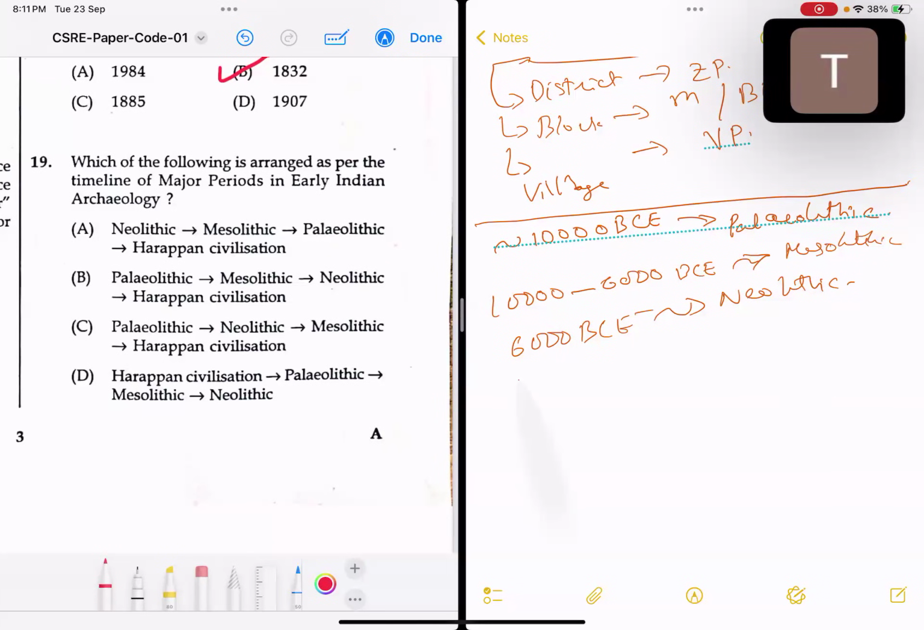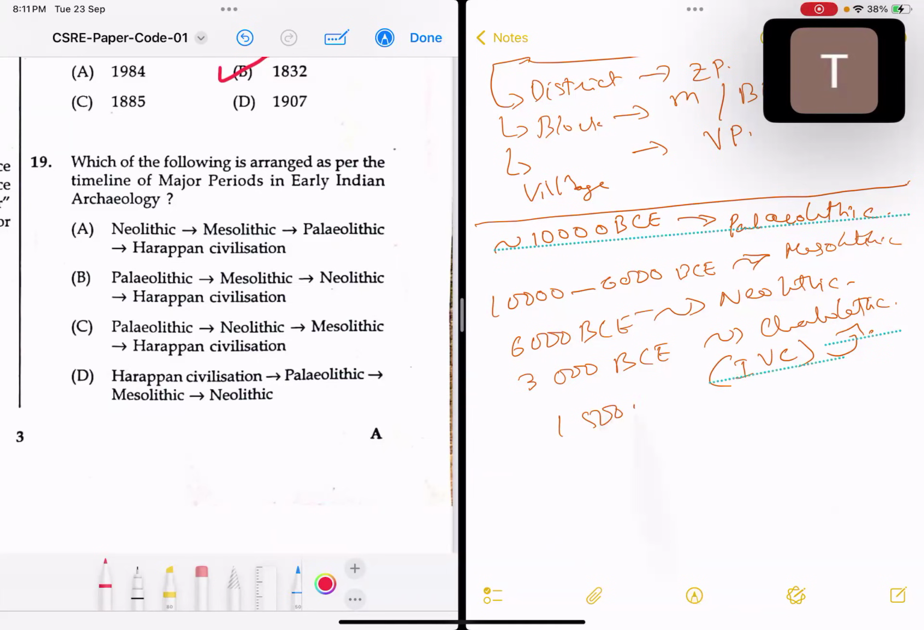And at around 3000 BCE starts the Chalcolithic age, okay? Now, Chalcolithic age is also known as the Copper Stone Age, right? And the so-called Indus Valley civilization belongs during this period, okay? After this, around 1500 BCE, starts the Iron Age, okay? And the Vedic Age is a part of the Iron Age, right? So if you see this arrangement, it should be Paleolithic, Mesolithic, Neolithic, and Harappan, right? So the correct option is number B, okay?